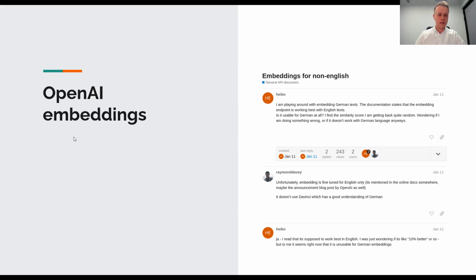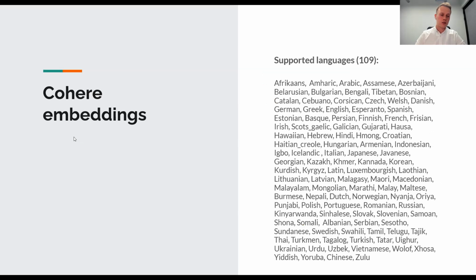To be honest, the stability is not something that we could really rely on. But there are also some other providers as well. And Cohere embeddings. Cohere is another company that offers those embeddings as a service. They support over 100 languages, and there is a full list of those languages displayed in front of your eyes right now. So that looks like a decent set of languages.